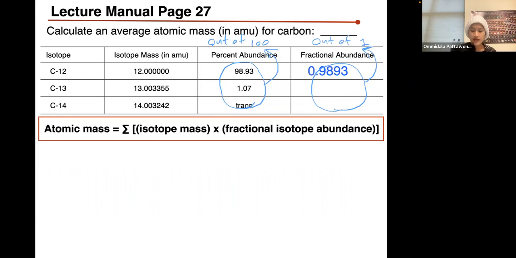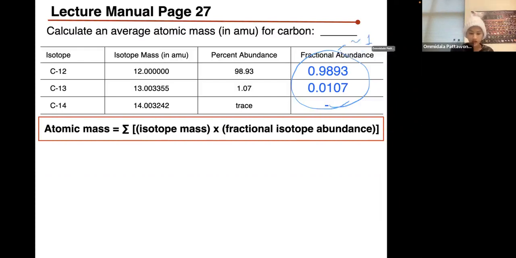So what we're going to get would be 0.9893 for the fractional abundance of carbon-12, and 0.0107 for carbon-13, and for the trace amount of carbon-14, I'm just going to leave it as a dash because it did not give us any number. Again, because fractional is out of 1, if you add all of these together, it's going to come out to around 1, because we did not count the trace amount.